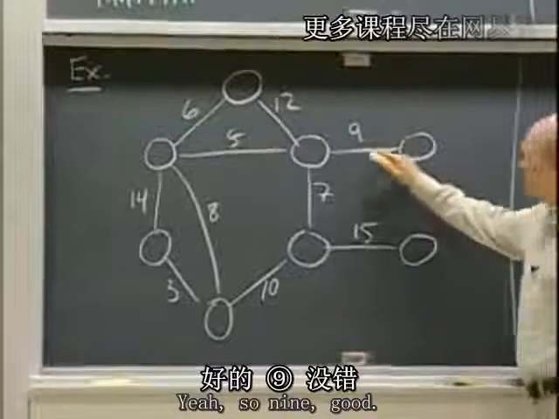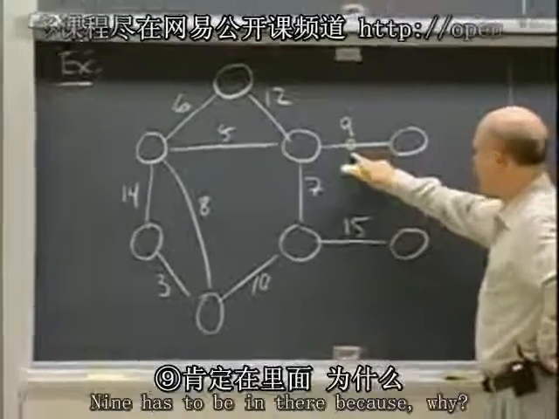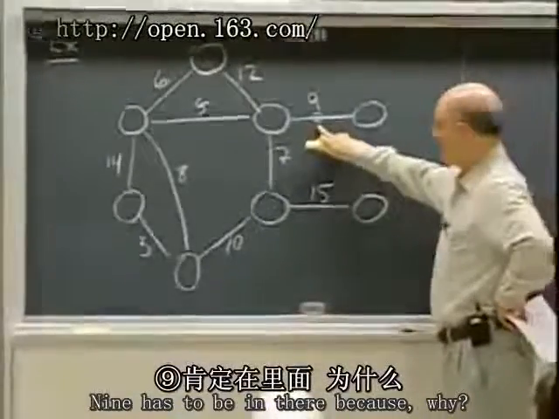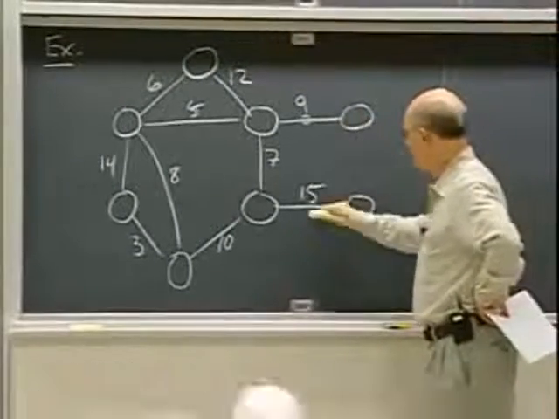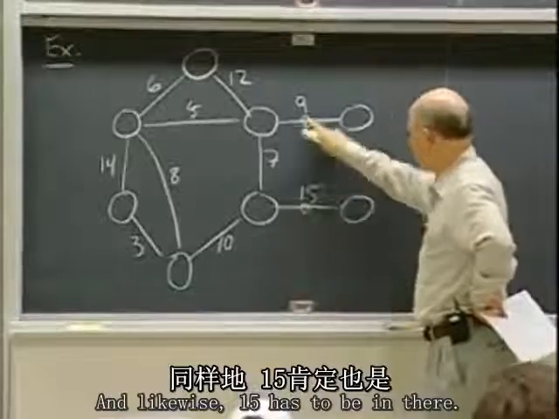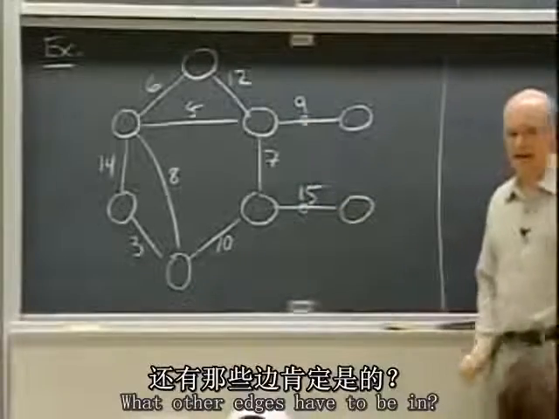Yeah, so 9, good. 9 has to be in there because why? It's the only one connecting it to this vertex, right? And likewise 15 has to be in there. So those both have to be in. What other edges have to be in?